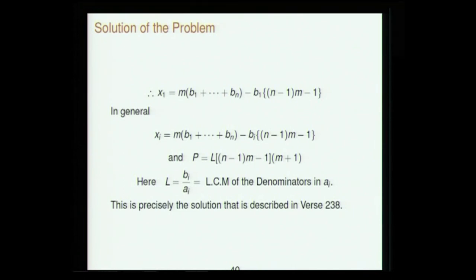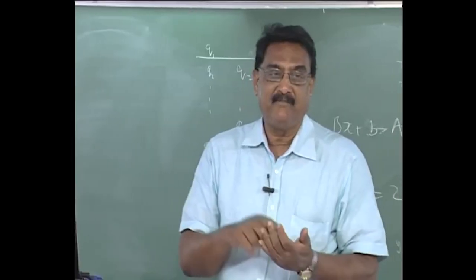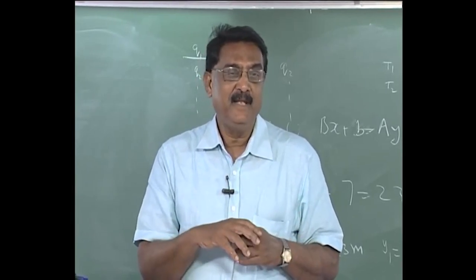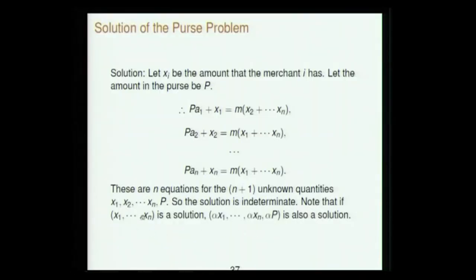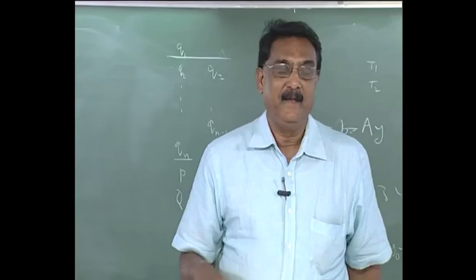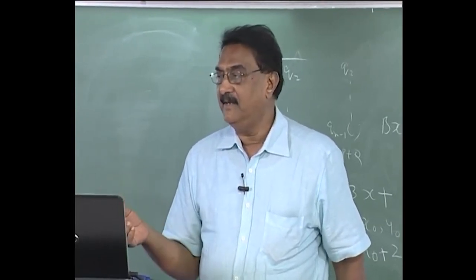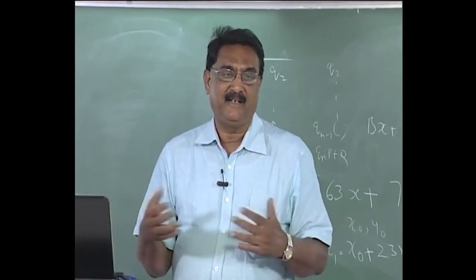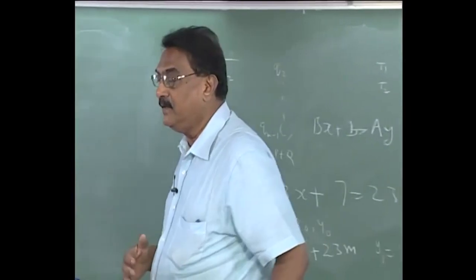But you should realize that it is an indeterminate equation, because these are the equations: there are n equations in n+1 unknowns, x1, x2, etc., xn, and the amount of money in the purse P is also unknown. So there are n equations for n+1 quantities. You can quickly see that if one solution is x1, x2, xn, and P, then if you multiply this by any number, that also will be a solution. Suppose instead of P you put alpha P, instead of x1 you put alpha x1, instead of x2 you put alpha x2, then the same will be satisfied, because you are just multiplying all the equations by alpha on both the left hand side and the right side. So the solution is up to some arbitrary constant; the ratios are given. That is what is interesting.